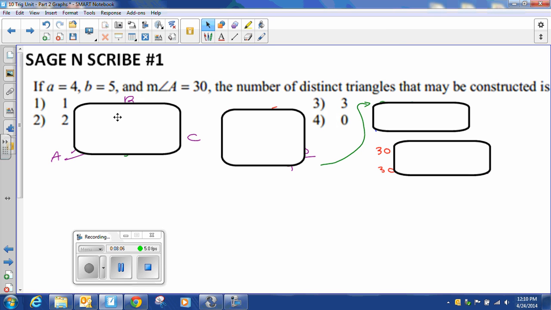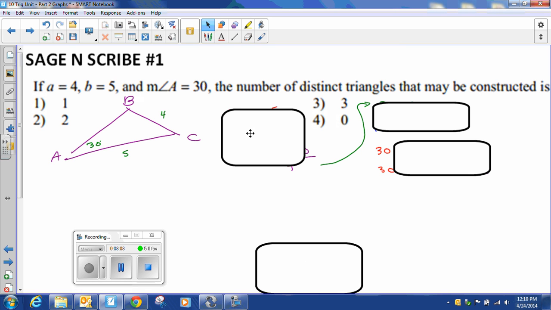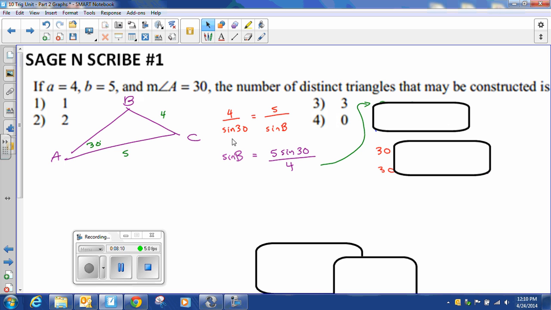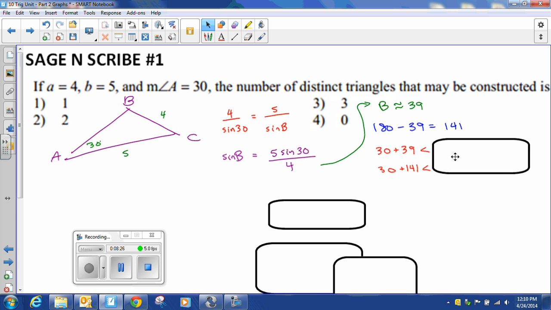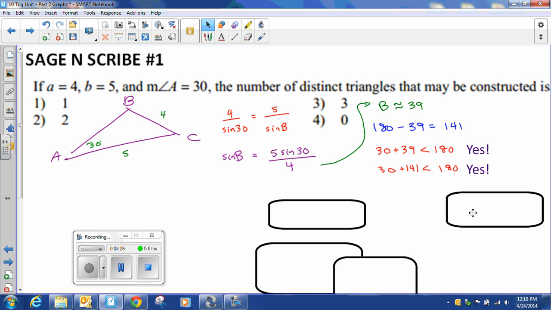Sage and scribe number 1. Here's the triangle. Here's the law of sines, proportion, cross multiply, solve for sine B. We end up with B is approximately 39 degrees. So we take that, we subtract it from 180, we get 141, and we add 30 to both of these to see if we are less than 180. We have 2 yeses, so the answer is 2 distinct triangles.